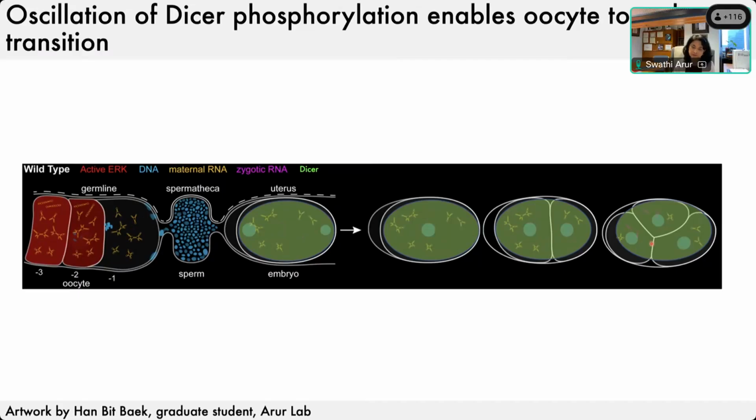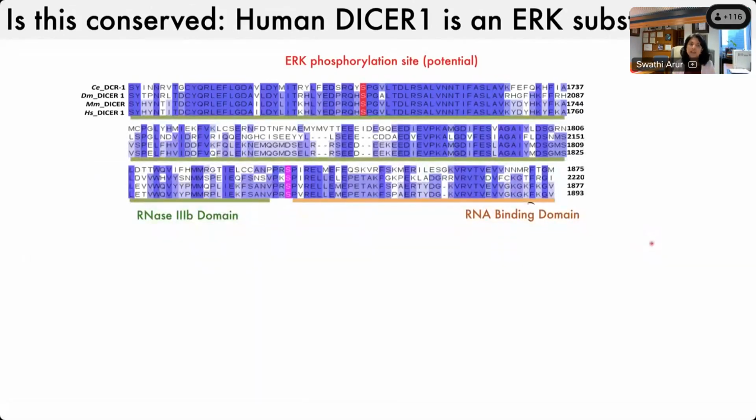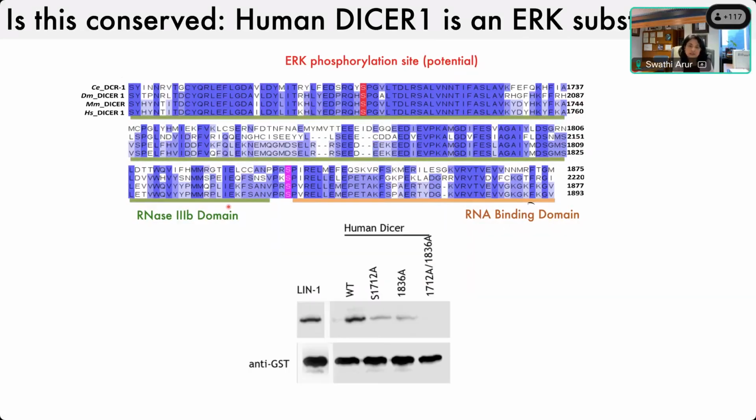So then we asked, okay, is this event conserved? Because most of the ERK signaling is conserved. And we started out by looking at the alignment between C. elegans and human. Right on top is C. elegans, right at the bottom is human. In blue, you're looking at complete identity. And these are the two phosphosites that we had identified in C. elegans. So we did an in vitro kinase assay with human dicer, and we found that with ERK, both of these residues are phosphorylated downstream by ERK in vitro.